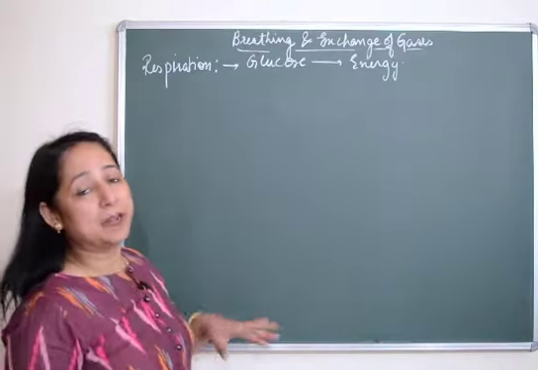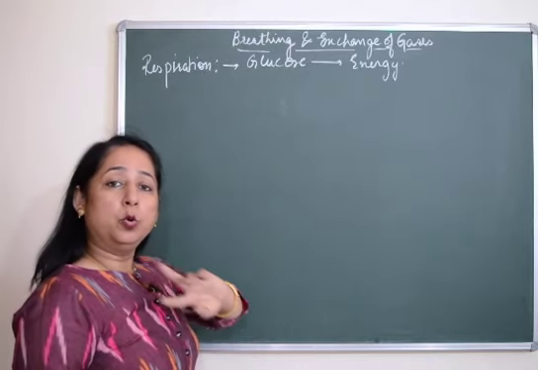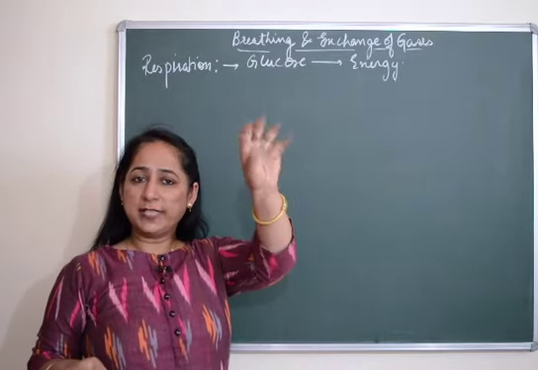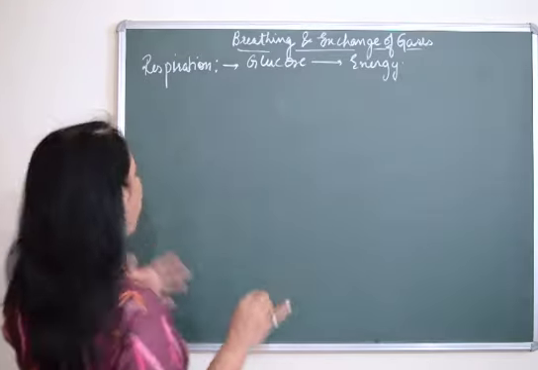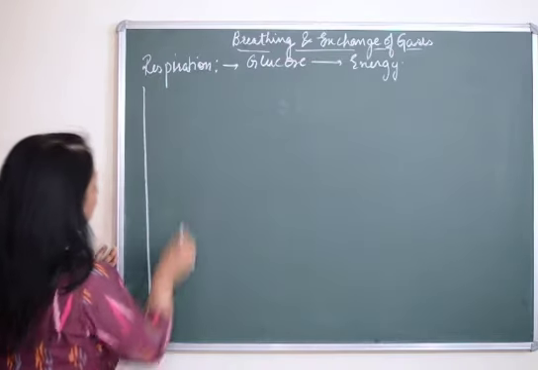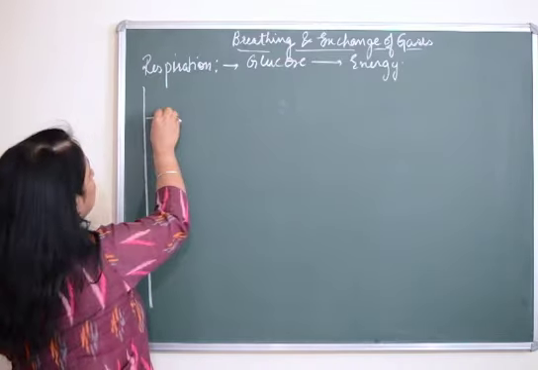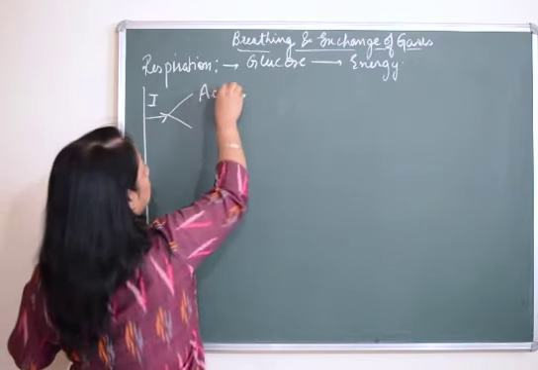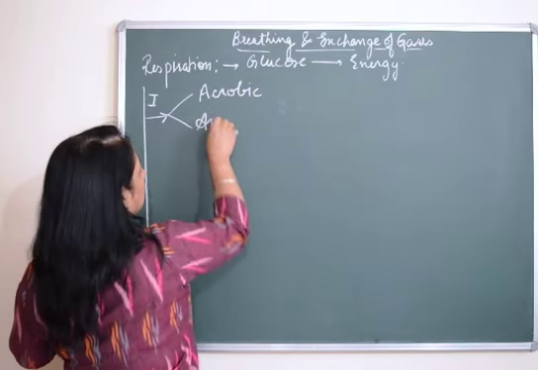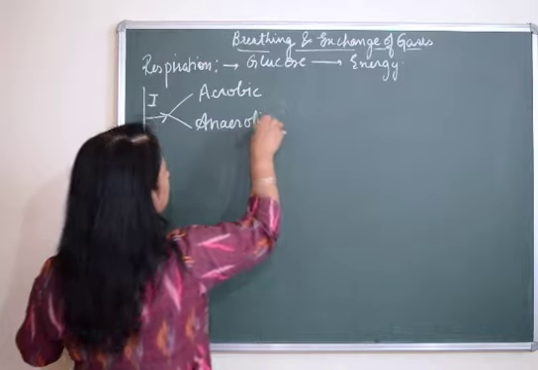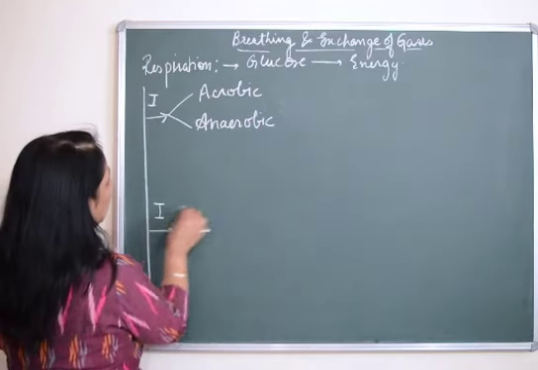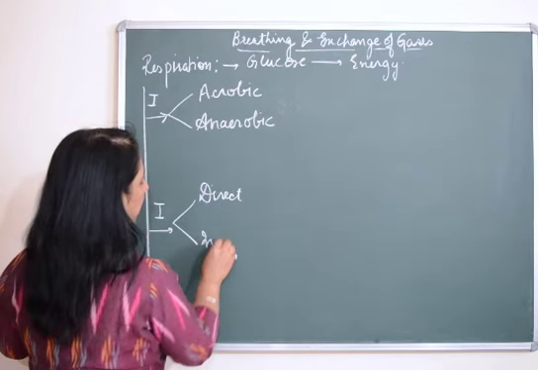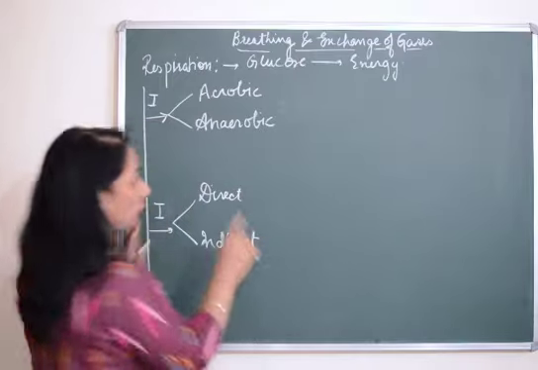Now respiration can be further categorized into two types. There can be two divisions of respiration. The first type of division is where respiration is divided into aerobic and anaerobic respiration, and the second type of division is where respiration can be direct and it can be indirect. So we'll talk about both.